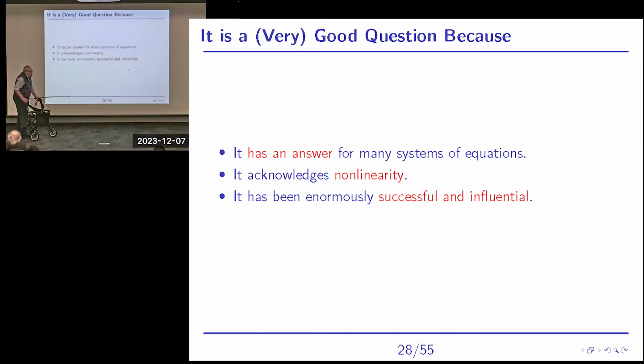It acknowledges the nonlinearity of the problem, which is not easy to do otherwise. And it's been incredibly successful and influential. And most of the compressible flow codes today, and codes for other sorts of hyperbolic problems outside of aerodynamics, are so-called Godunov type methods that at least borrow from this idea.